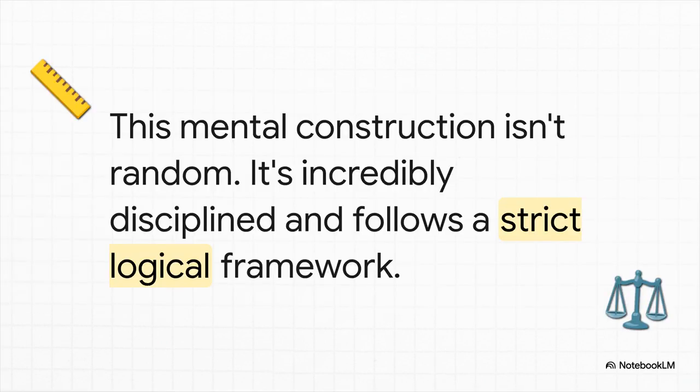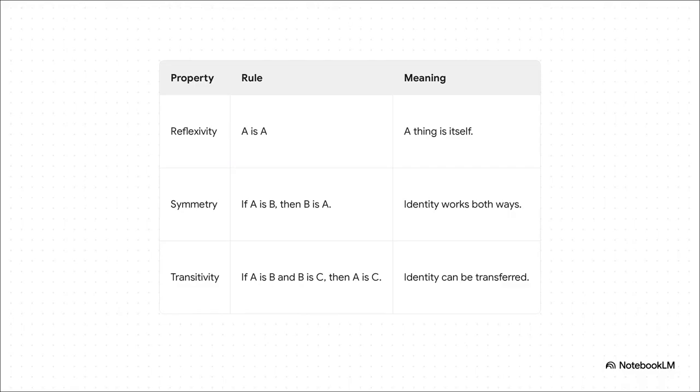Now, I know what you might be thinking. This sounds a little bit like we can just make stuff up, right? That we can decide anything is the same as anything else. But that's not it at all. This mental construction has to follow a really strict logical rulebook to actually work. And that rulebook is built on these three fundamental axioms of equality.